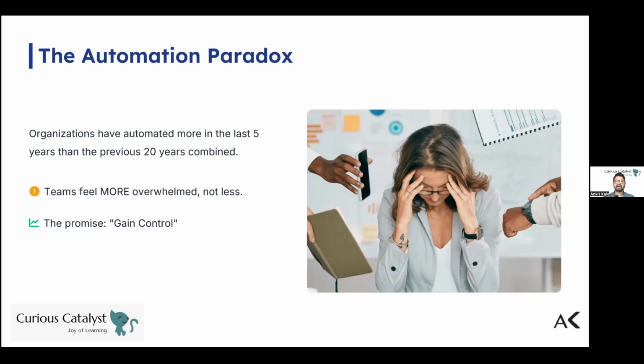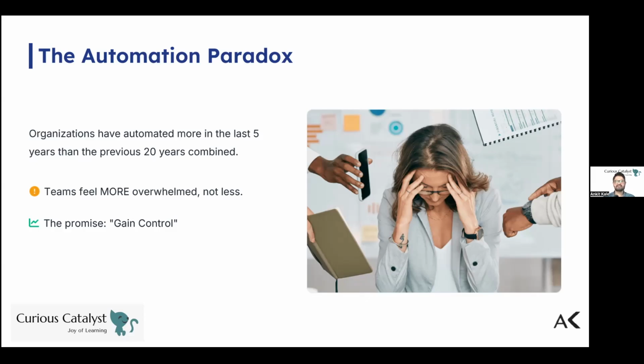In fact, I came across a survey of over 200 digital transformation leaders. 60% said that their automation requires manual intervention at least once a week. That's not automation, that is supervised automation. That is you babysitting the robots.